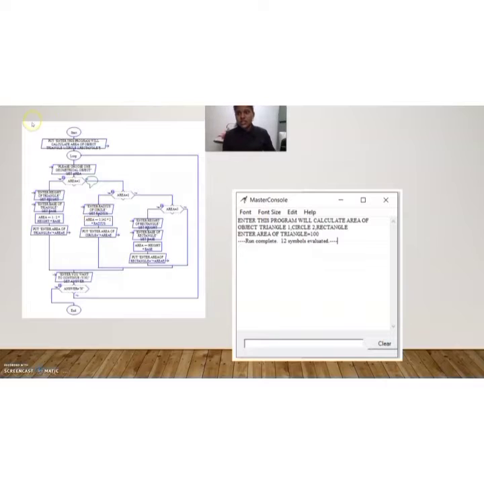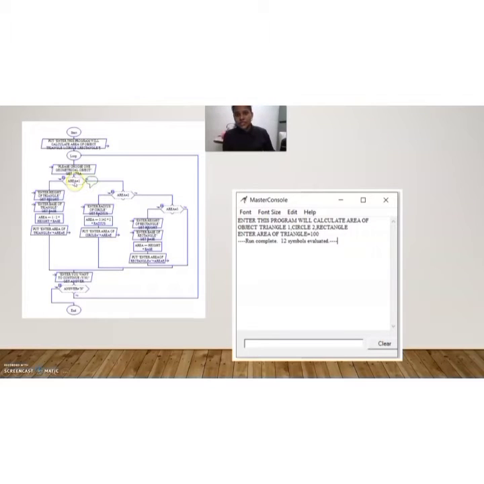This is my flowchart. This is start and this is my output. First, why I put output: because we have a question in the last Raptor, so we have to put output first. My output is: this program will calculate area of object triangle, circle and rectangle. So I put a looping structure over there. Please choose one geometrical object. So we have to choose either 1, 2 or 3. 1 is triangle, 2 is circle, 3 is rectangle.